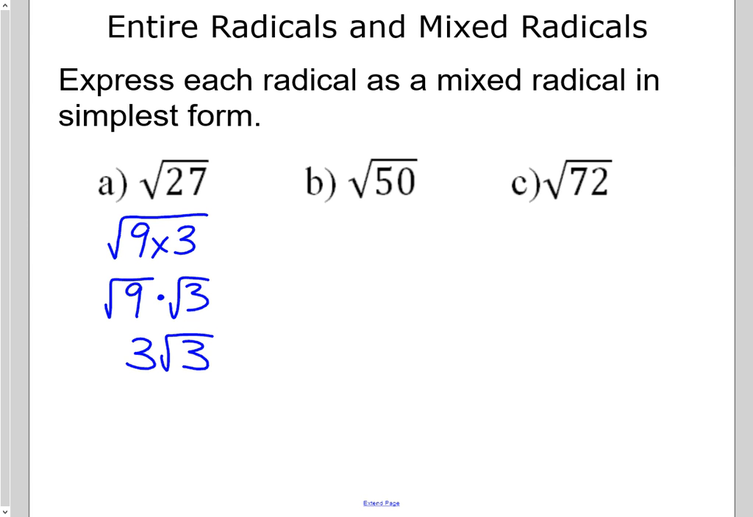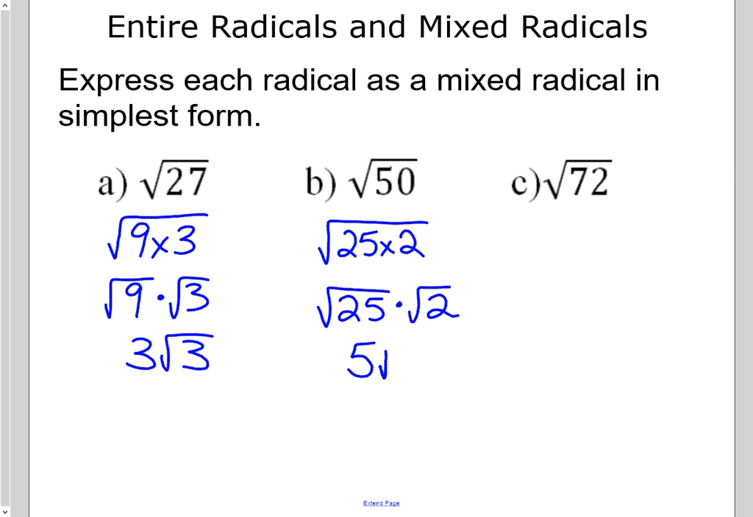Let's try another one. Square root of 50. Two numbers that multiply to 50, and one's a perfect square, is going to be 25 times 2. 25 times 2 is 50. That's the same thing as root 25 times root 2. And of course, the square root of 25 is 5. So the square root of 50 is equivalent to 5 root 2.